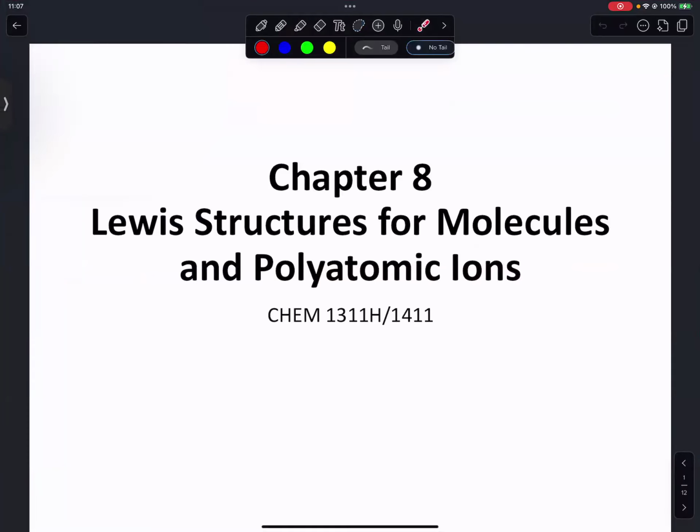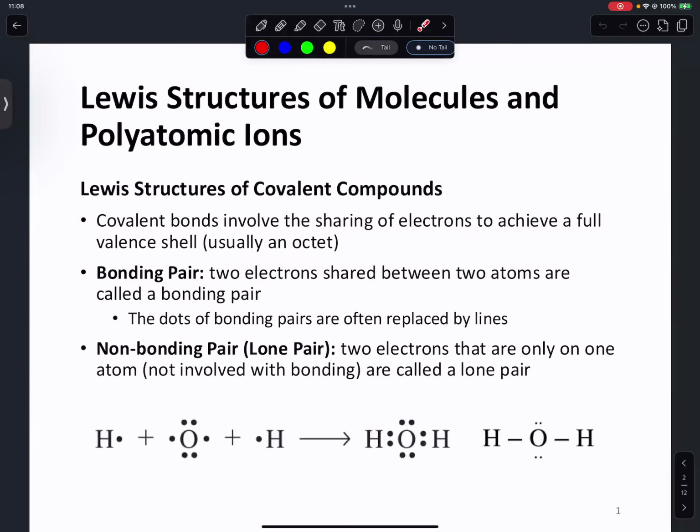In the last video, we have learned how to draw Lewis structures for elements, ions, and ionic compounds. In this video, we're going to continue to draw Lewis structures, but now for molecules and polyatomic compounds in which they have covalent bonds, meaning that it involves electron sharing. And we're going to go over some fundamentals before we start drawing the Lewis structures.